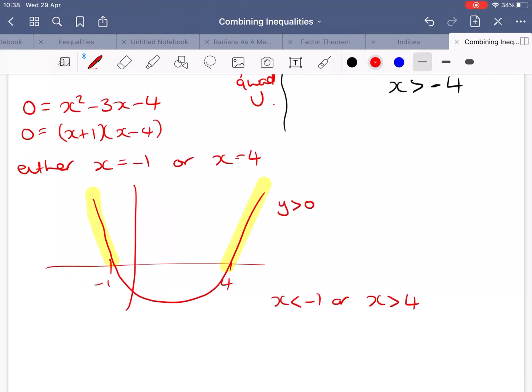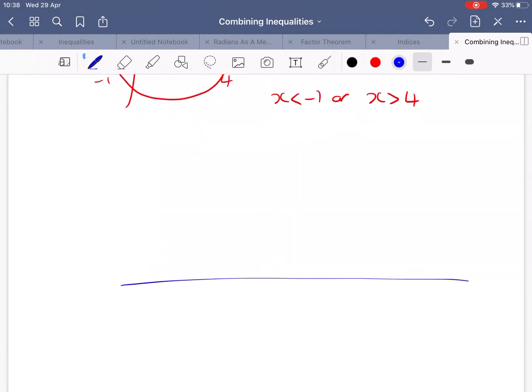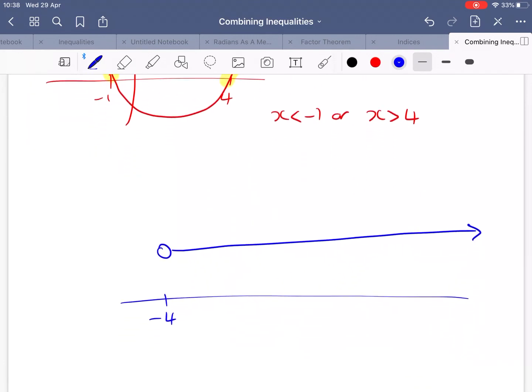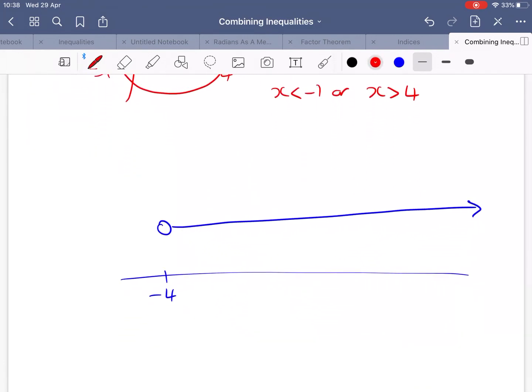Okay. Right, final step, put the two inequalities together. So first one, x is greater than -4 for the linear one. So got my -4, and for my linear inequality x has got to be greater than -4. Now if I put my quadratic result on, it says x has got to be less than -1, so it starts at -1 and goes to the left, or it's got to be greater than 4.